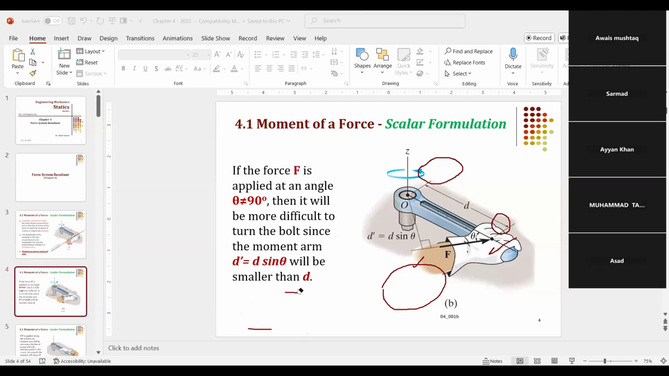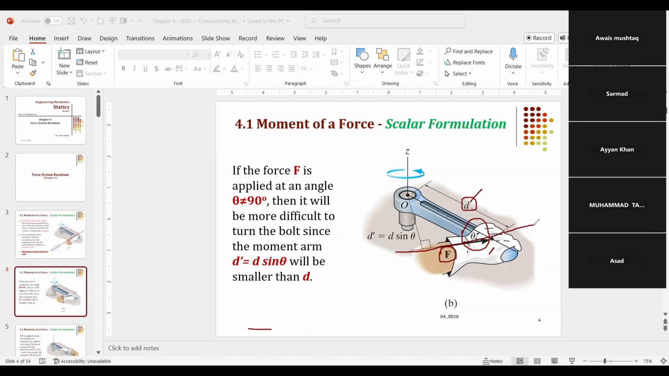Okay, so the difference between this figure and the previous figure is that previously the load and the moment arm were perpendicular to each other. In this case, look at this angle. This angle is theta, which is not 90 degrees. So we cannot multiply this F with this D to get the moment, because D always has to be the perpendicular distance with respect to the line of action of the force. This is the line of action of the force.